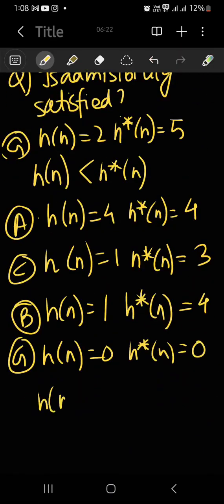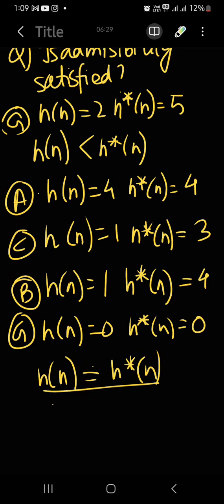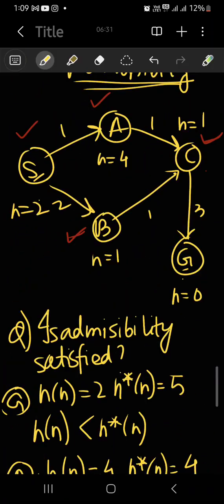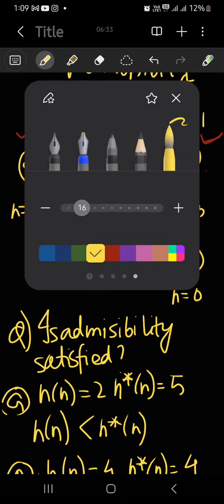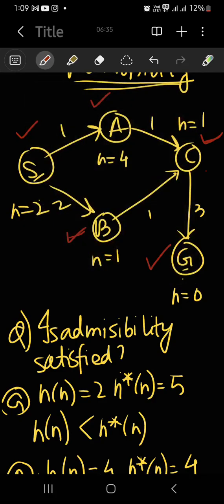So here I can see that H of n is equal to H star of n, which is also one of the conditions for admissibility. So for G also the admissibility is satisfied. So here also the admissibility is satisfied. So it is getting satisfied in all the vertices. So I can easily say that this graph is following the admissibility constraint.